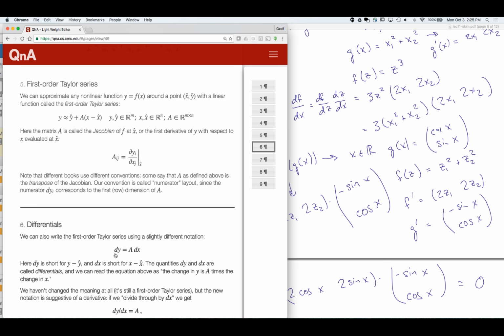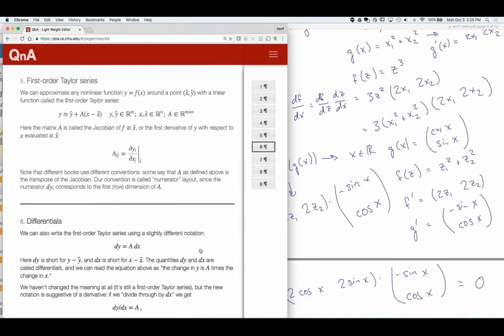Now, we haven't changed the meaning at all when we write this new thing. All that we've done is define a new notation. And this new notation means still a first-order Taylor series. It describes a linear function of the increment dx, otherwise known as x minus x hat, that tells us the increment in y, right? So a function of the increment in x is the increment in y, and that function happens to be linear.